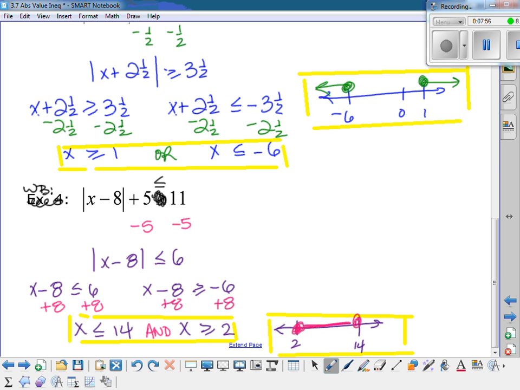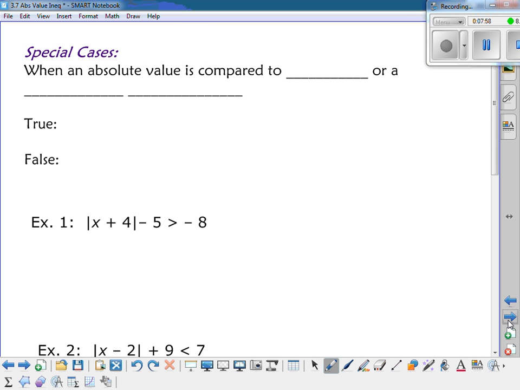All right, now sometimes we have special cases. When an absolute value is compared to 0 or a negative number, that is a special case. When we compare it to 0 or a negative number, if the resulting expression is true, just like before, it's all real numbers. If the resulting expression is false, it's no solution.